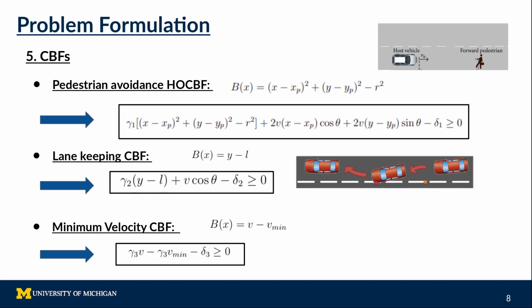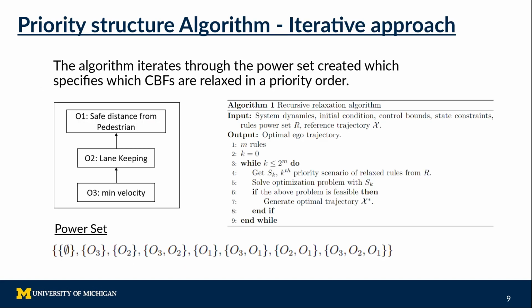And for CBFs, we will have three conditions: the pedestrian avoidance, the lane keeping, and the minimum velocity. So for different conditions, we will choose different CBF Bx functions, and from the definition of Bx, as in previous slides, we will compute the CBF or the HOCBF constraints, as you can see on this slide. For the priority structure algorithm, we will iterate over the power set we create from only three rules: O1, O2, and O3, which specify which CBF will be relaxed in the priority order, and the recursive relaxation algorithm is written in pseudocode, as you can see on the right of the slide.